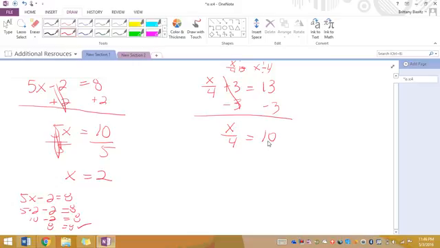x divided by 4 is equal to 10. Got to get rid of that division by 4, so I'm going to multiply both sides by 4 to keep it balanced. That cancels out, so I'm just left with x is equal to 40 for my solution.